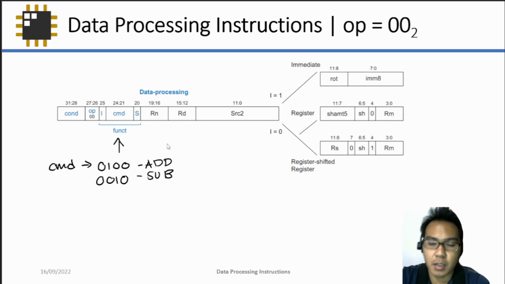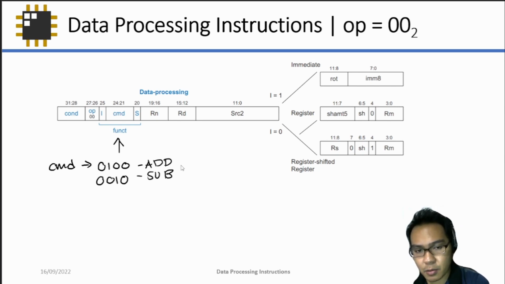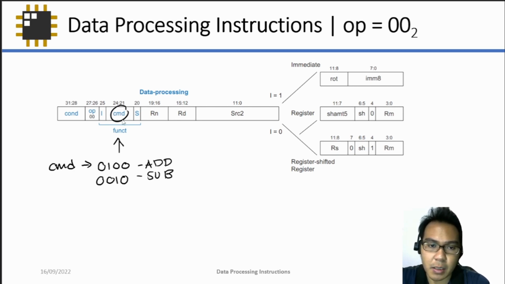This is sub. So basically, these two instructions are subsets of data processing instructions: add, sub, or, and those are all encoded in CMD. So also the shift instructions, they also have their own unique CMDs. So you can see how there's 2 to the 4. You can have basically, okay, that's 2, 4, 8, 16, 16 different data processing instructions depending on the type of CMD.